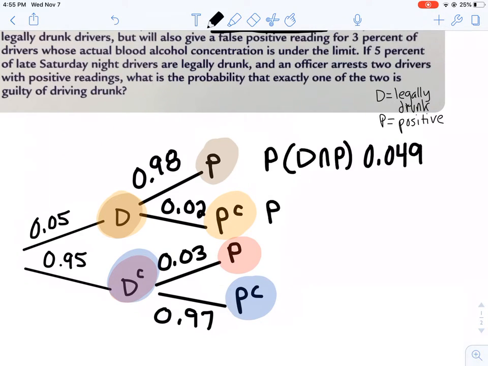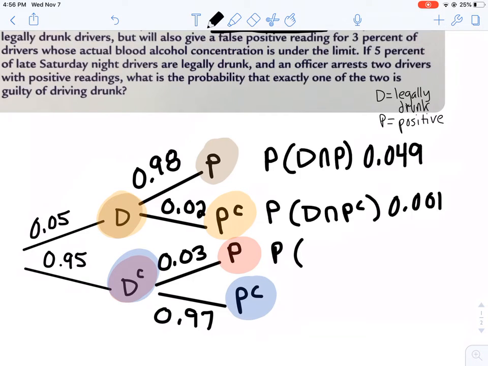Probability of pulling over someone who is drunk but tests negative is 0.05 times 0.02. I should probably be able to do this in my head, but I'm still going to use a calculator. 0.001, excuse me. So I'm looking at some pretty small probabilities here. Again, I'm going to do the same thing. Probability of pulling over someone who is not legally drunk, but they still test positive.